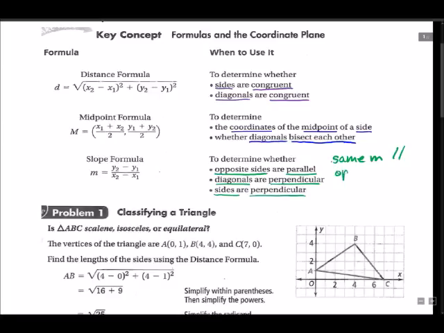And if they have the opposite reciprocal slope, that's perpendicular, right? Opposite reciprocal, change the sign and flip it. All right, so these 3 things, that's all we need when we are doing coordinate geometry. So there's your formulas. Let's go look and see how this works.